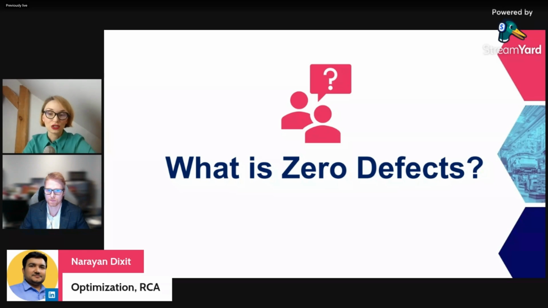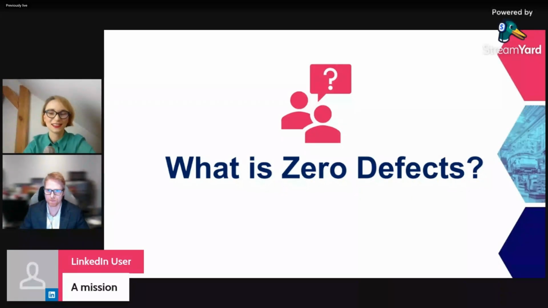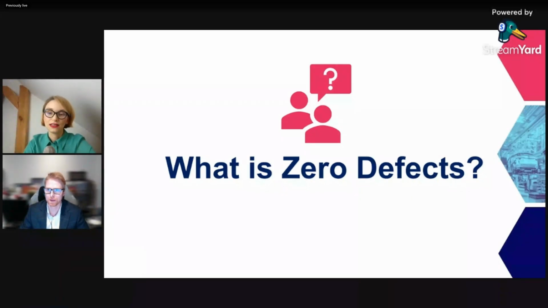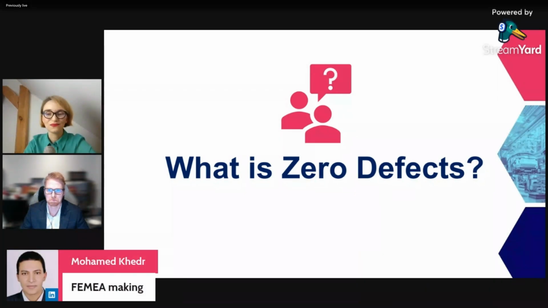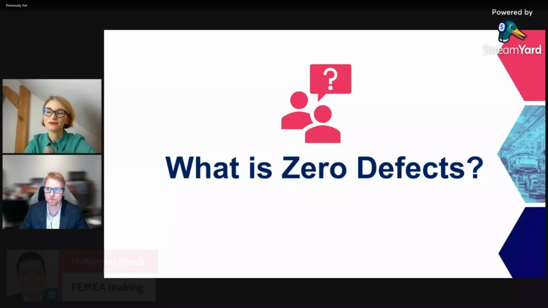What else? Optimization, root cause analysis, emission. Yeah, this is emission, really. Preventive measures. So we have here also. So I really like these comments of yours. Oh, FMEA making. Yes, this can also be how we can achieve it. Okay.